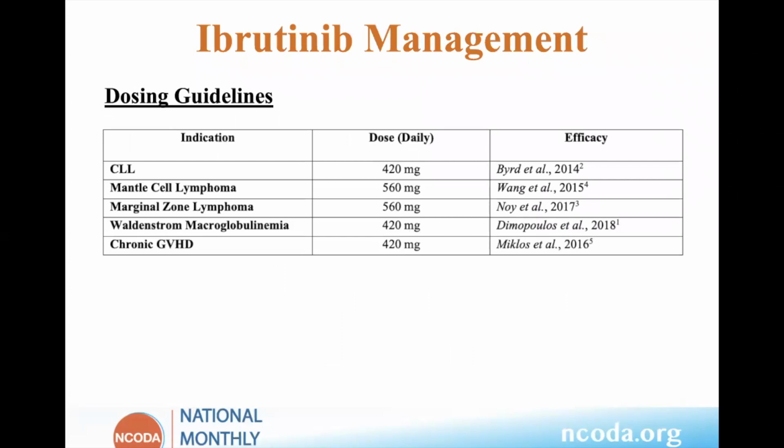The dosing guidelines are as follows, with the references listed on the right-hand side. But for CLL, the dose is 420 daily. Mantle cell 560, marginal zone 560 milligrams. Waldenstrom's is 420, and it also has a chronic GVHD indication, which is 420 milligrams as well.